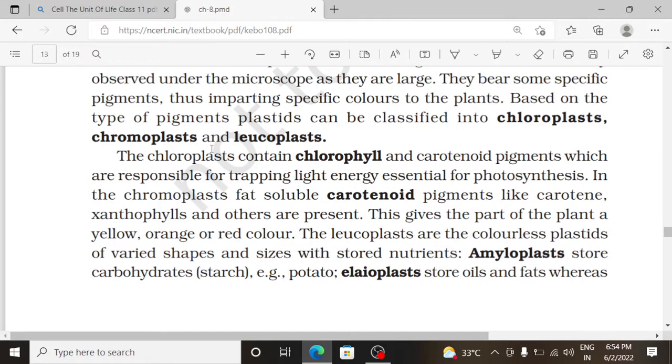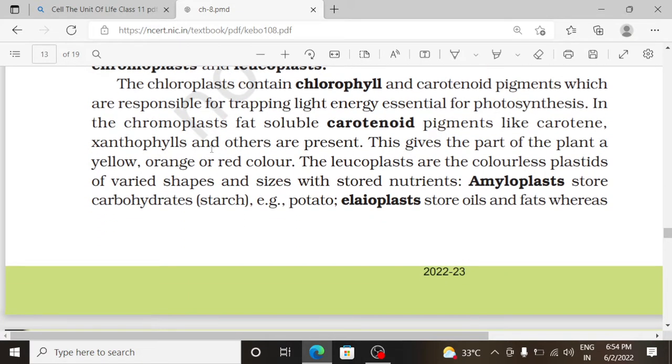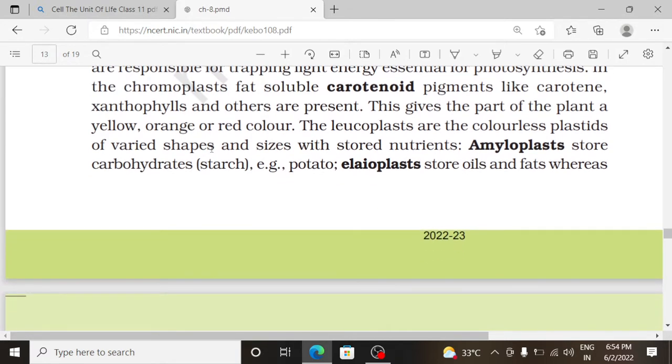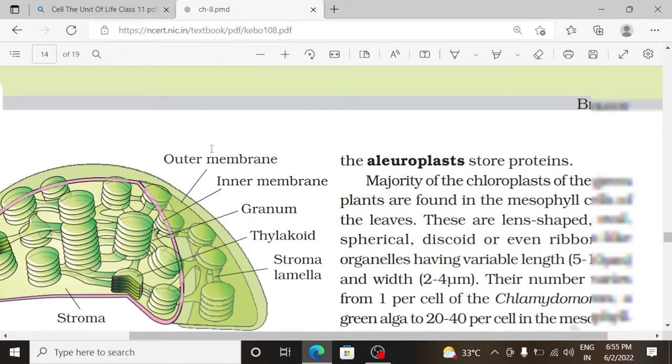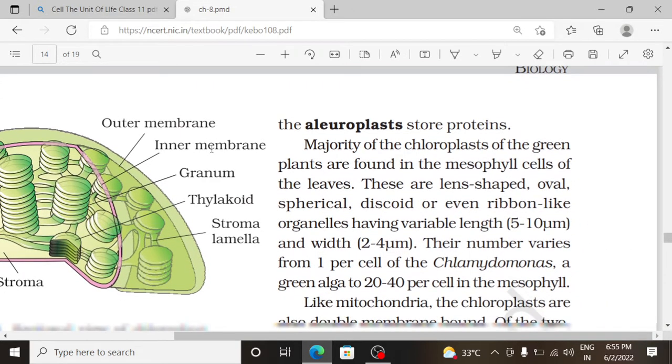In chromoplasts, fat-soluble carotenoid pigments like carotene, xanthophylls and others are present. This gives the part of plant a yellow, orange or red color. The leukoplasts are the colorless plastids of varied shapes and sizes with stored nutrients. Amyloplasts store carbohydrates, that is starch, example potato. Elaioplasts store oils and fats, whereas the aleuroplasts store protein.